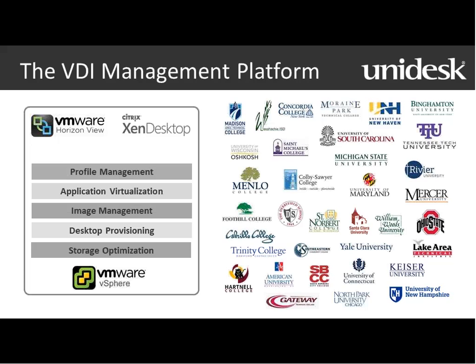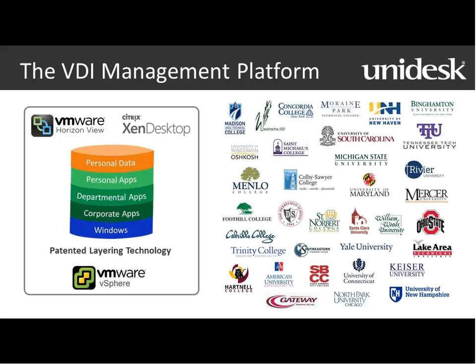The real challenge in VDI, the connectivity problem, has been addressed by VMware and Citrix, but the management problem still is out there. How do you really deliver applications, provision desktops, optimize storage? In the past, it's required a set of point tools that are very complex and hard to use, and lots of applications don't take well to virtualization. Unidesk has changed the equation with our layering technology.